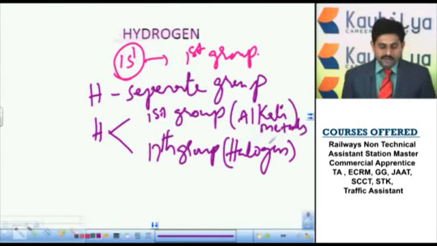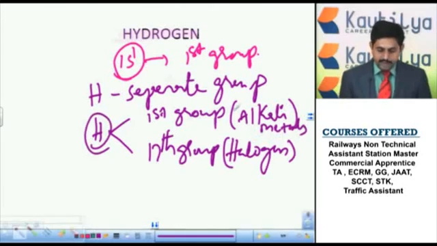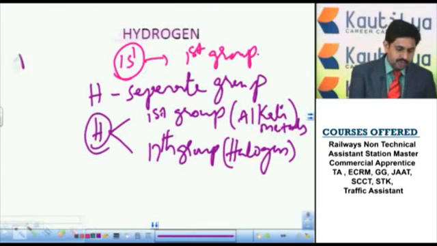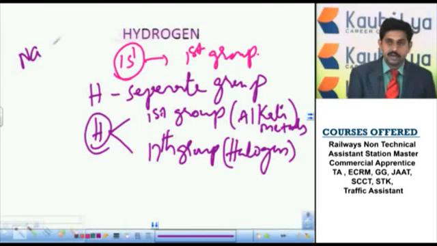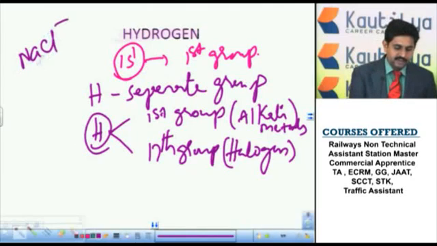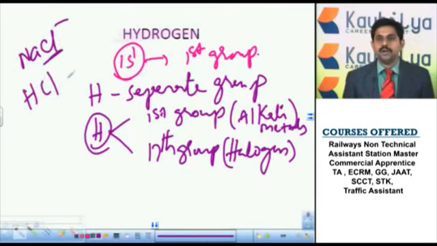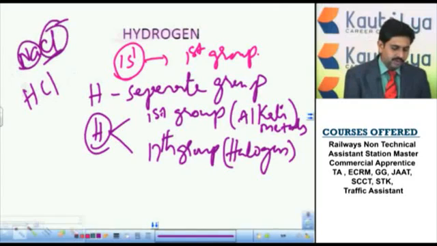For example, we can take the first group property. I told you that it has one electron in the outermost orbit, and it will form different types of compounds. Sodium, for example, will form an ionic bond and form NaCl, that is, it combines with one chlorine. Hydrogen also forms a compound with chlorine, combining with only one chlorine. That means one sodium combines with one chlorine, and one hydrogen combines with one chlorine. So one of the properties is the same.